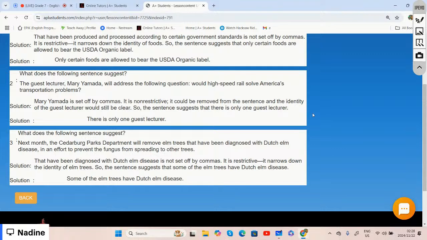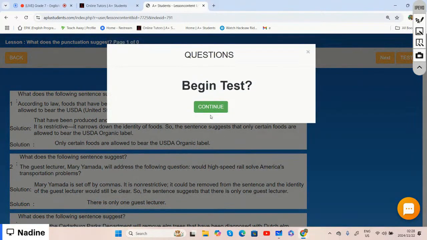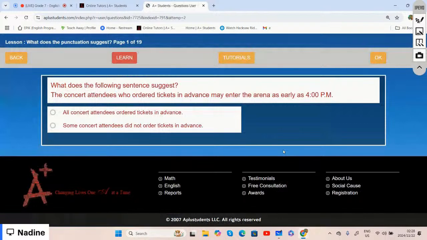So now we're going to our test, right? Where we need to say what does the punctuation suggest? It says the concert attendees who ordered tickets in advance may enter the arena as early as 4 p.m. So the concert attendees who ordered tickets in advance may enter the arena as early as 4 p.m.